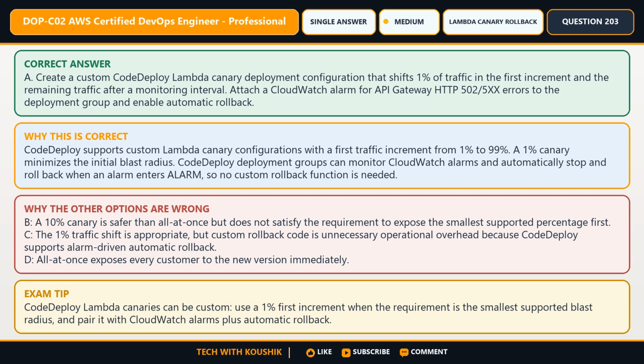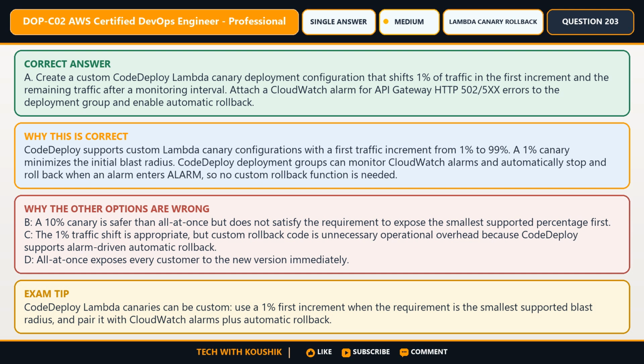This works because CodeDeploy supports custom Lambda canary configurations with a first traffic increment from 1% to 99%. A 1% canary minimizes the initial blast radius. CodeDeploy deployment groups can monitor CloudWatch alarms and automatically stop and roll back when an alarm enters the alarm state, so no custom rollback function is needed.